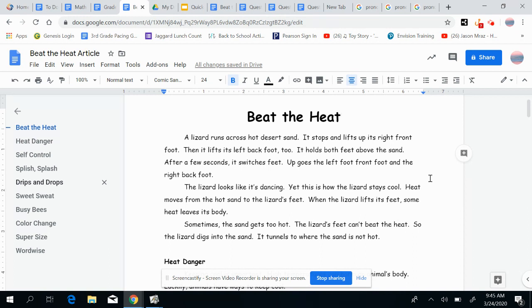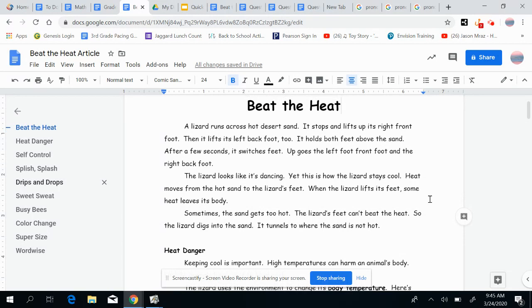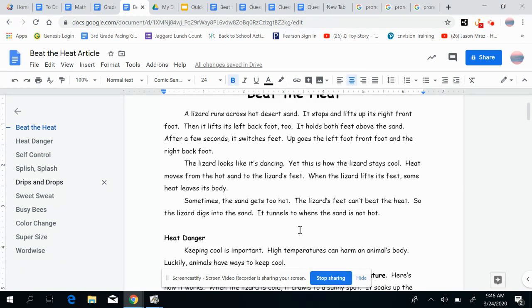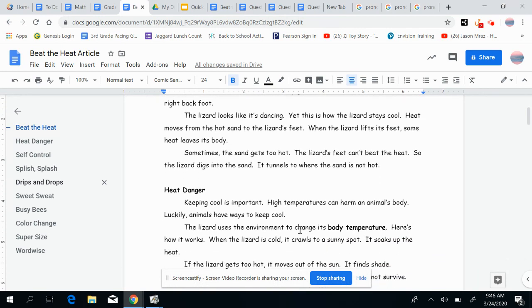Yet this is how the lizard stays cool. Heat moves from the hot sand to the lizard's feet. When the lizard lifts its feet, some heat leaves its body. Sometimes the sand gets too hot. The lizard's feet can't beat the heat, so the lizard digs into the sand. It tunnels to where the sand is not hot. Okay, so it looks like this is telling me all about ways that a lizard stays cool in the hot desert. Okay, so maybe this article will be all about lizards. Maybe we'll see, and how they stay cool.